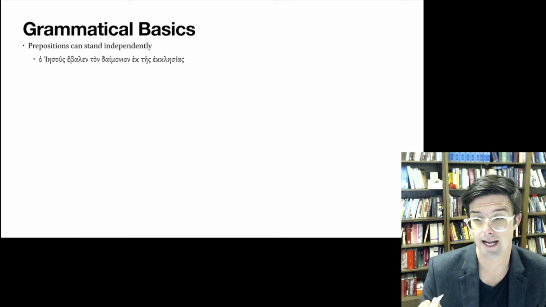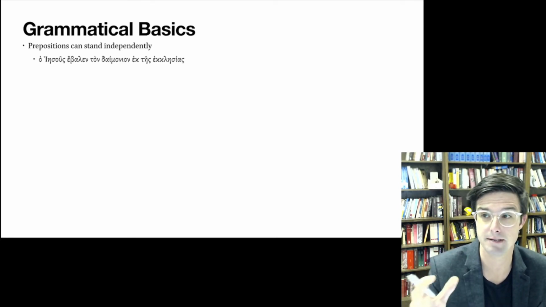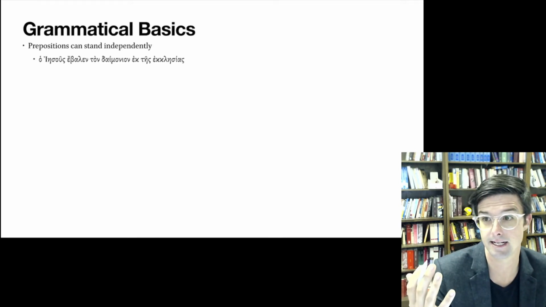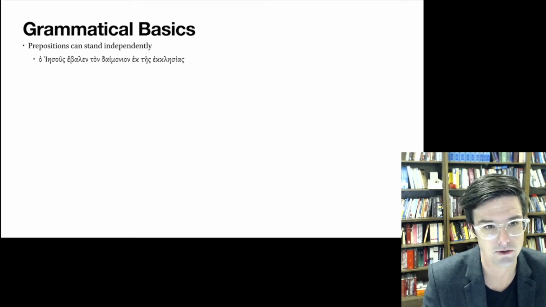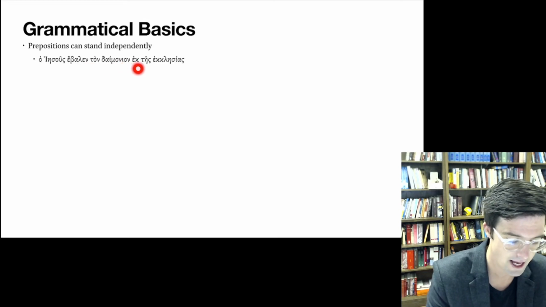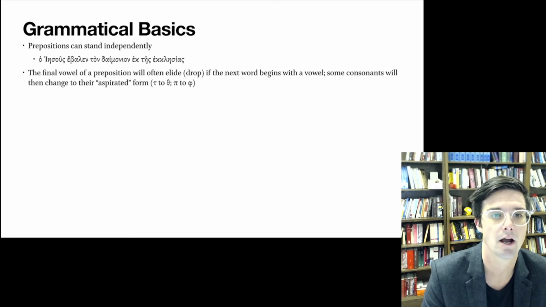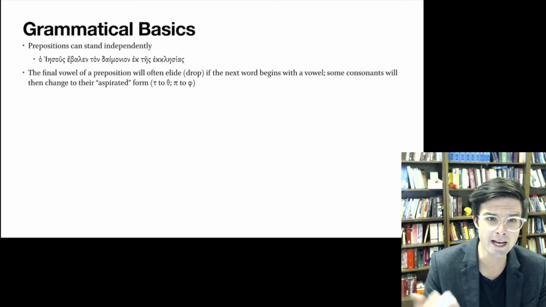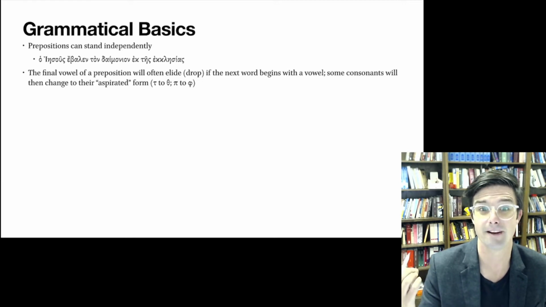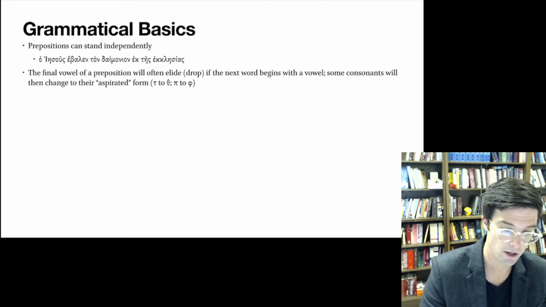Prepositions can also stand independently. So whereas proper prepositions may or may not be affixed to a verb, improper prepositions will always stand independently. That is, they will never be attached to the beginning of a verb. Here we have Jesus threw out the demon ek tes ecclesias, from the church. The preposition here is standing on its own. When a preposition stands on its own, you'll often see its final vowel, if it has one, will drop, and then the last consonant will change.